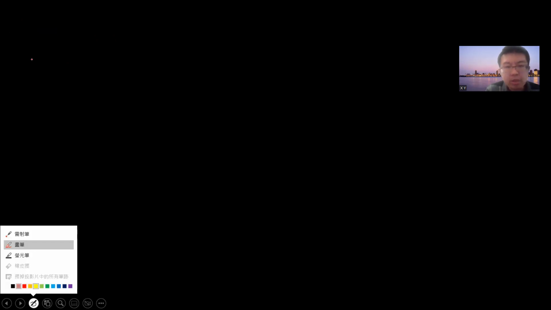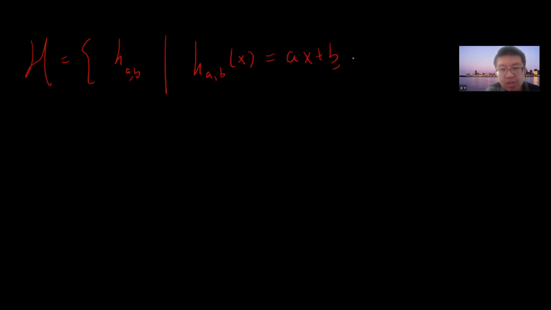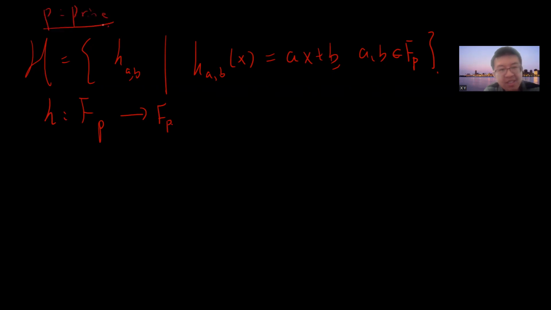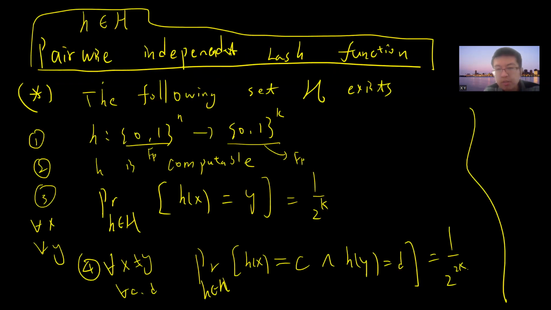Let me write down what I hope to construct. H is a function labeled by a and b, so H_{a,b}, and H_{a,b}(x) is defined as ax plus b, for all a, b belonging to a finite field F_p. So H is a function from F_p to F_p, where p is a prime. Obviously, by definition, this is efficiently computable. So the rest we are going to prove are 3 and 4.